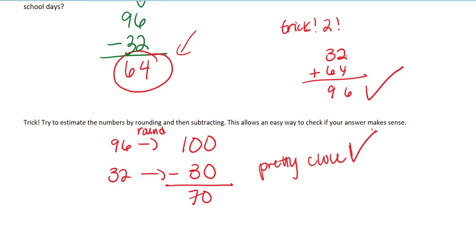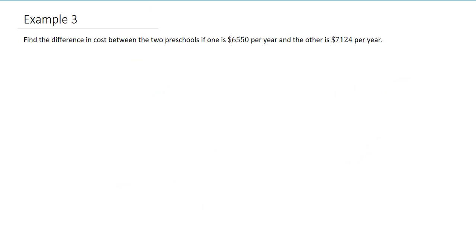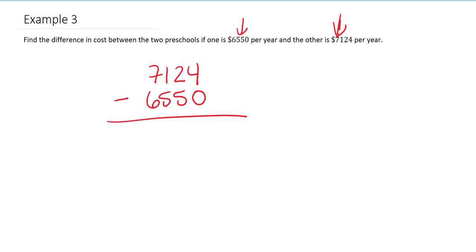So let's look at one final example. Example 3: we're going to find the difference in cost between two preschools. If one is $6,550 per year and the other is $7,124, let's put the larger one on top, because that's what we do with subtraction. Then we have this all lined up on place values, and we can go ahead and start subtracting.